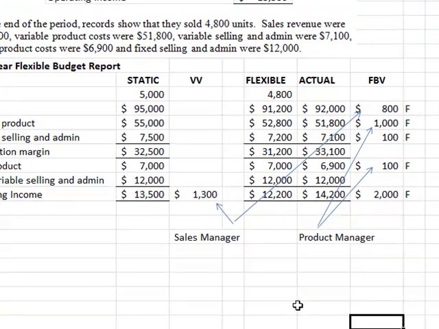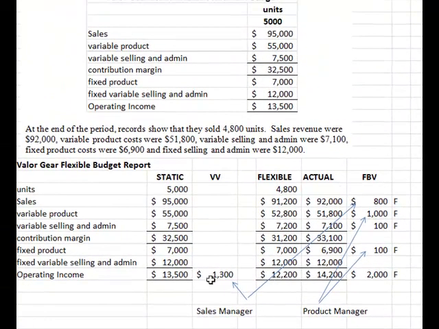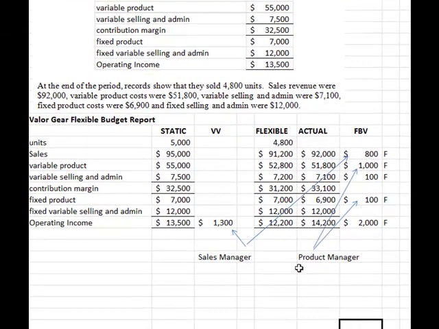So the sales manager would be responsible for having come in 200 units lower than the initial expectation. But the product manager would get most of the glory because the savings here were enough to offset the lower units. So you can tell overall here that the profit of 14.2 was actually higher than the initial budget, but that was a combination of fewer units but great cost control.